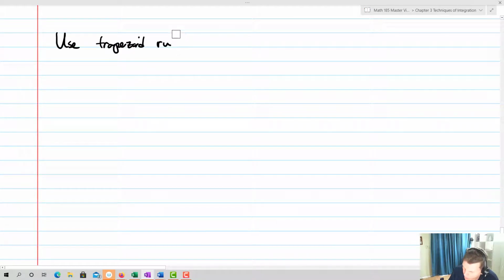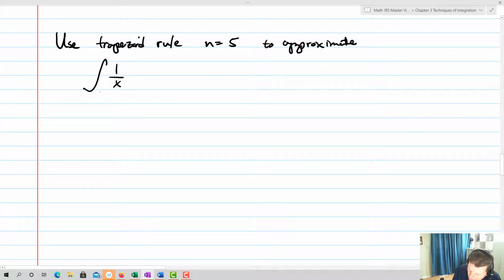So now let's actually use this. Let's use the trapezoid rule, this time with n equals 5, to approximate the integral from 1 to 2 of 1 over x dx, just like we did before.